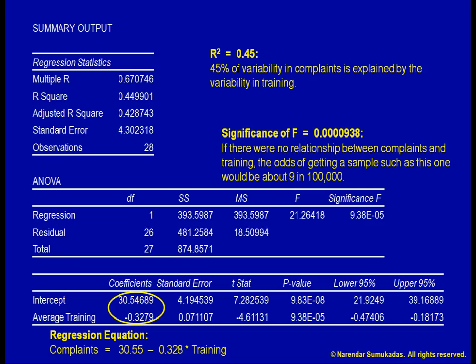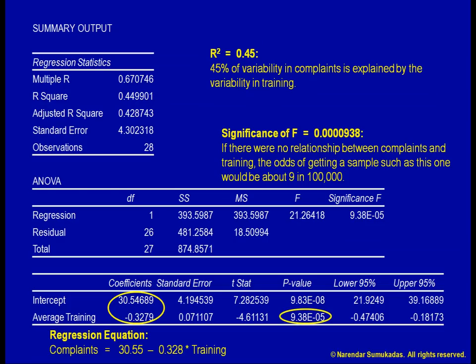The slope of the regression line is a more meaningful number. It tells me that for every additional hour of training that I provide my employees, I can expect complaints to reduce by 0.328, or about a third of a complaint. Once again, is this a number I can trust, or just a fluke?